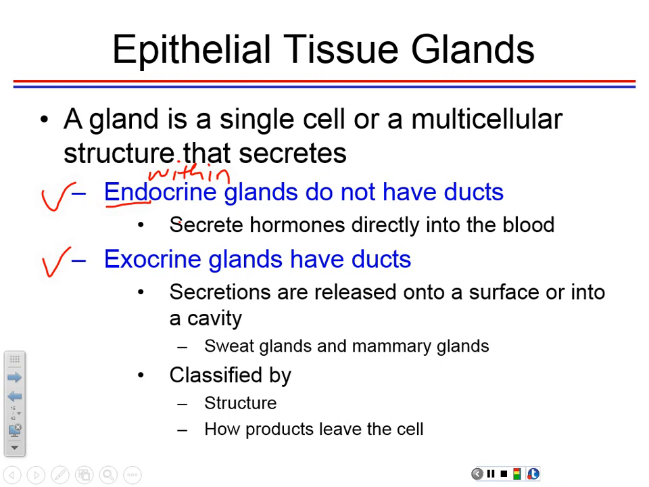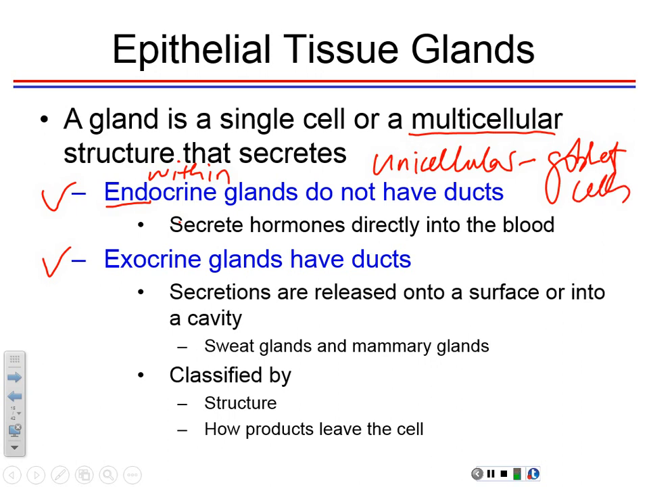So there's going to need to be some sort of conduit or connection between the inside and the outside. Like sweat glands, for instance, they have a duct because they will deposit sweat to the outside. So exocrine glands have ducts, and they're all multicellular, all right? All these endocrine, exocrine glands are multicellular, and there are also unicellular glands, goblet cells. They are single cells that secrete a substance, like goblet cells in the digestive system secrete mucus.